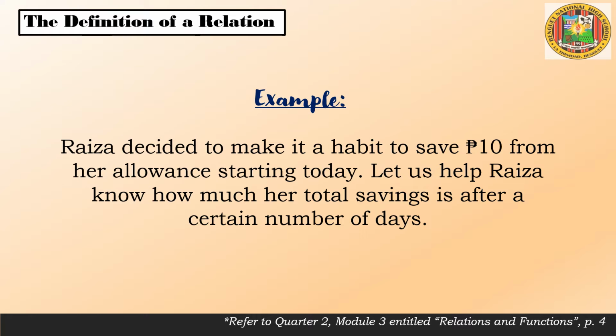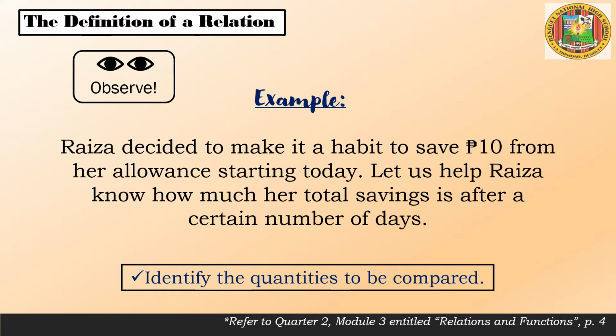To understand the situation, first we must observe. What are the quantities being compared in the situation? Reading closely, we see that it is the total savings and the number of days that pass.